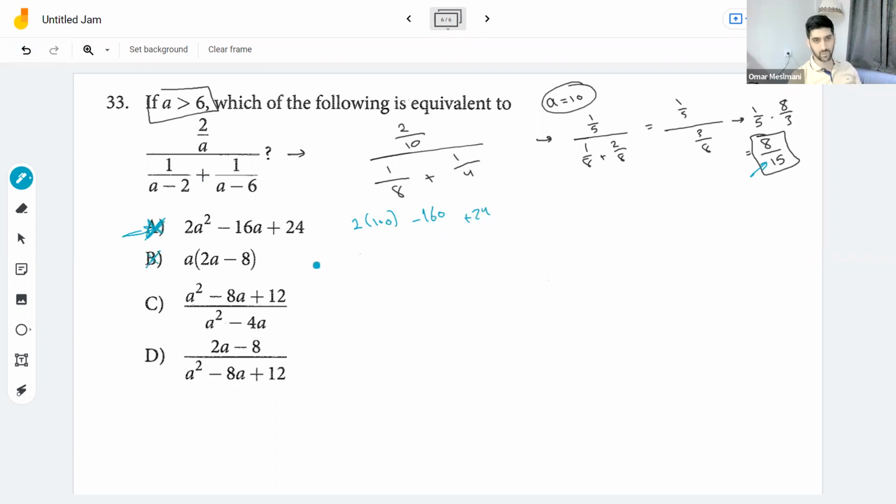B also is not. Why? Because 10 multiplied by 2 times 10, it's a 20, minus 8. 20 minus 8, it's a 12, times 10, it's 120, so that's a mistake. All right, C might be an answer, by the way.